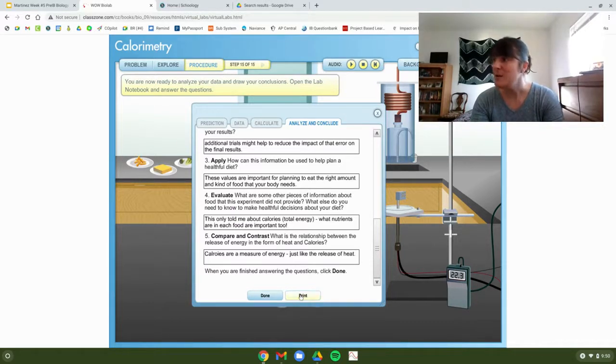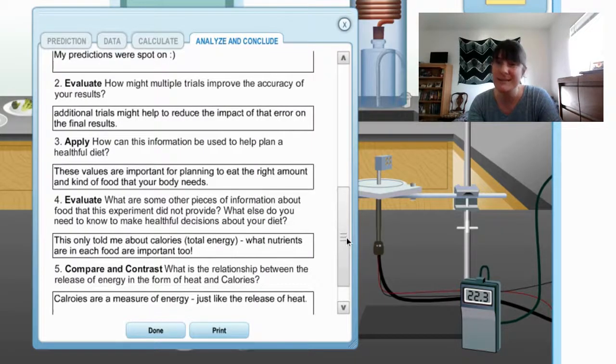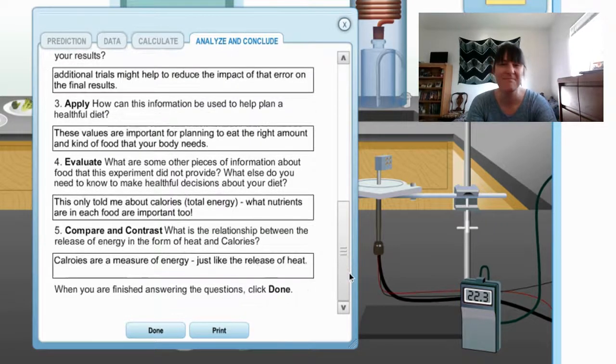You can click done. You can also print this thing to turn it in. If you are not able to get to this step and click print, then maybe just take a screenshot of this or write your own answers and turn that in, just as some evidence that you have thought about these concepts. Thanks so much.